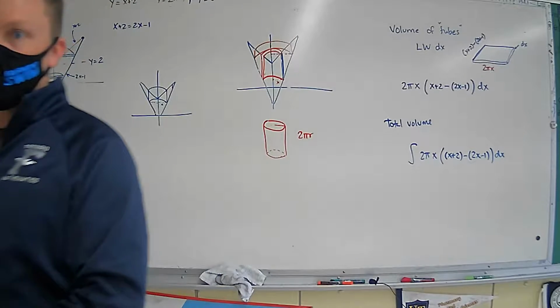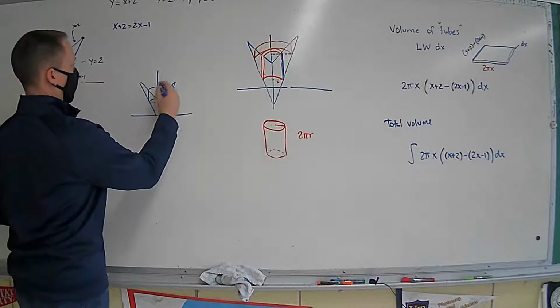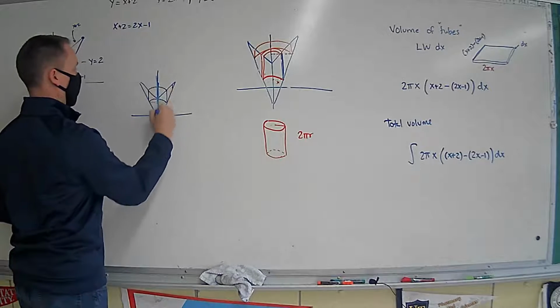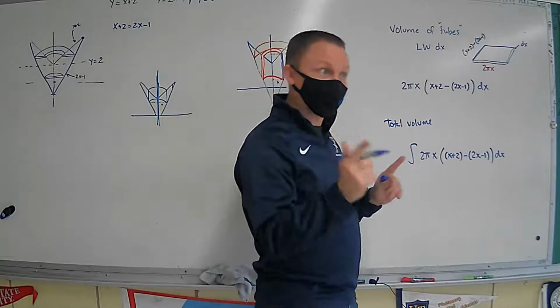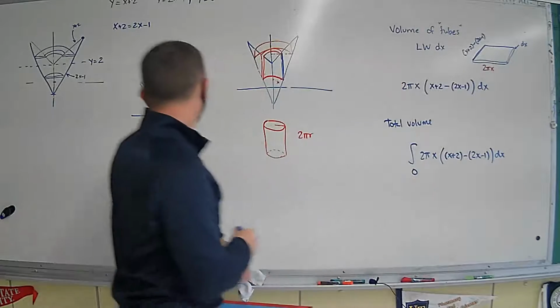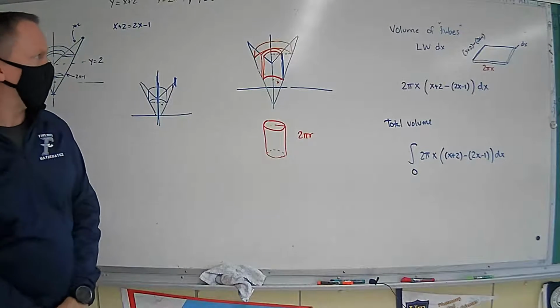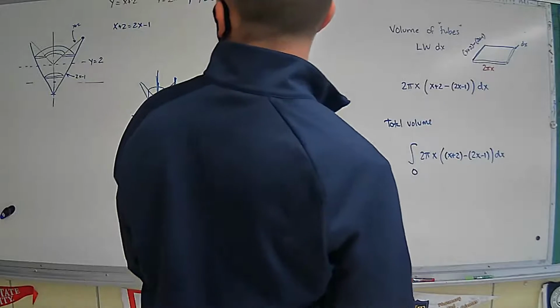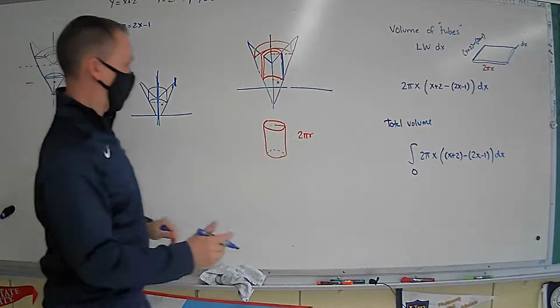And what are the bounds? For what values of x is this good for? Just the bounds of the region. So what's this one right here? It should be x equals 0, right? And then what's this one right here? I can't remember. It was y equals 5, so x equals 3.